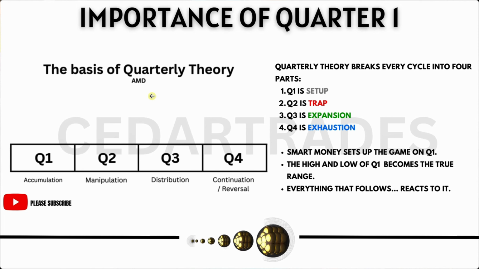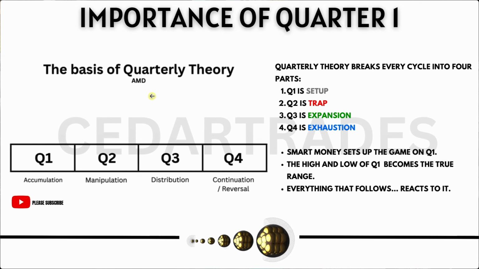So your second quarter is the trap, your manipulation, your third quarter is expansion, your distribution, your fourth quarter is your exhaustion, which is your reversal or a continuation maybe. And smart money sets up the game on the first quarter. Like, I keep repeating it, and I'm gonna keep repeating it because you need to hear it again. Smart money sets up the game on the first quarter. The high and low of the Q1 or the first quarter becomes the true range for the rest of the cycle. So from point A to B is what we're looking at again. So if it's the year, the first 3 months of the year are gonna give you data for the rest of the year.